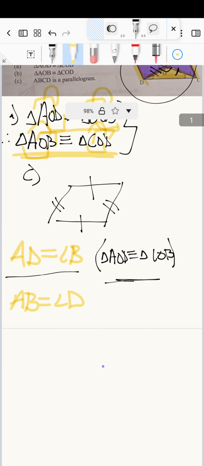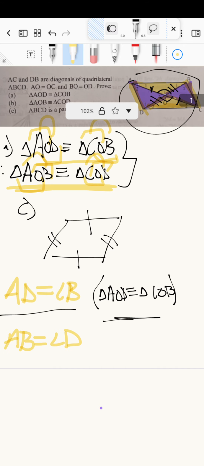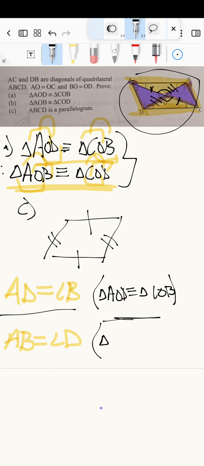Go look at the picture. So AB is the one on top, DC is the one at the bottom. So now in our quadrilateral ABCD, because of our congruency, we know that AB is equal to DC. Let's write that down: AB is equal to DC. We need to write our reason, which is triangle AOB is congruent to triangle COD.